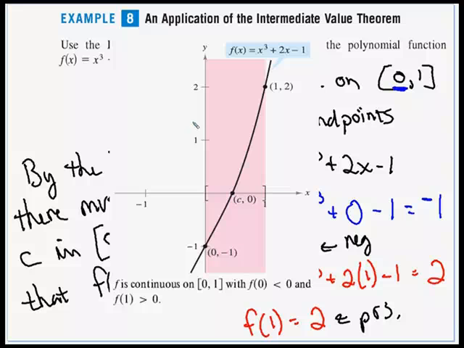And again, this is an existence theorem. It doesn't necessarily tell us how to exactly find that point c. It just tells us that point c does in fact exist.